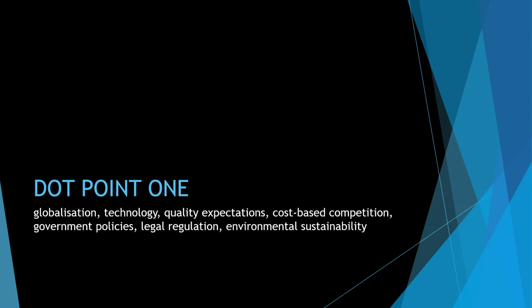that makes sense. So we've got dot point 1 is globalization, technology, quality expectations, cost-based competition, government policies, legal regulations, and environmental responsibilities. So a lot of things to learn. These are all the, they're the main influences that you have. Now, you don't have to know an awful lot about each, but we'll go through each of them one by one in the order of the syllabus, of course.